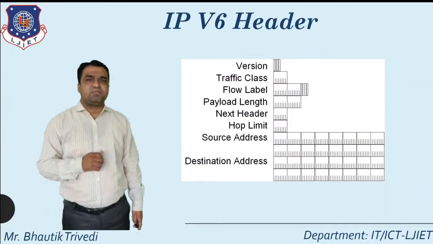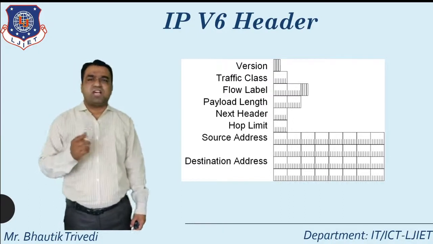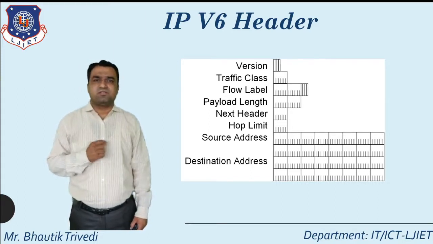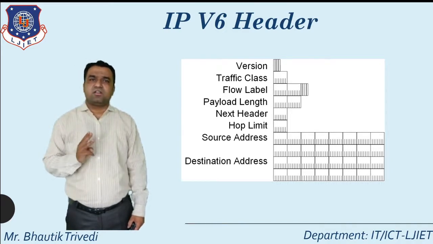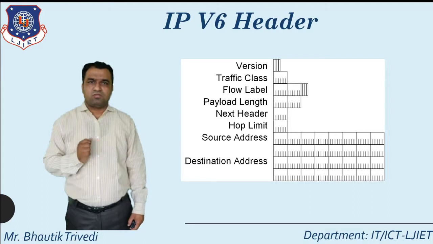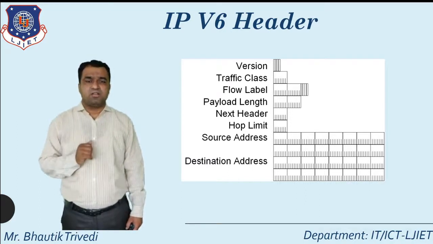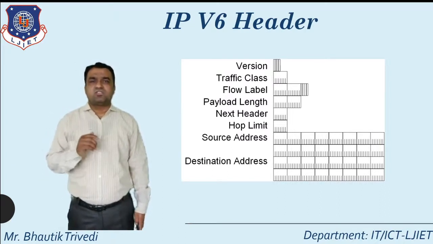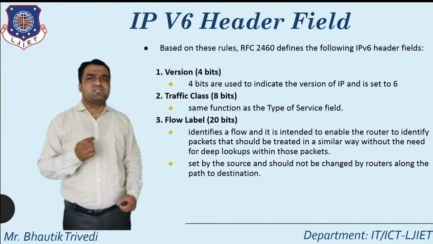After that, we talk about the IPv6 header. Whenever you talk about the IPv6 header, the first field, as you already know, is version. Second is the traffic class. Third is the flow label. Fourth is the payload length. Fifth is the next header. Sixth is the hop limit. Seventh is the source address, and eighth is the destination address. So start with the first one, that is version.